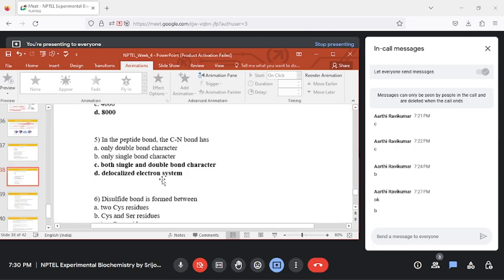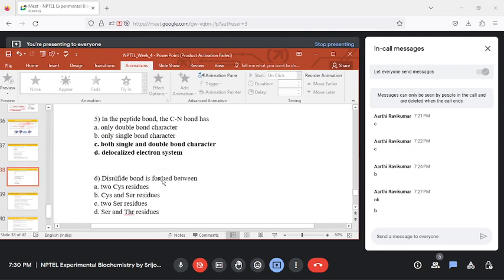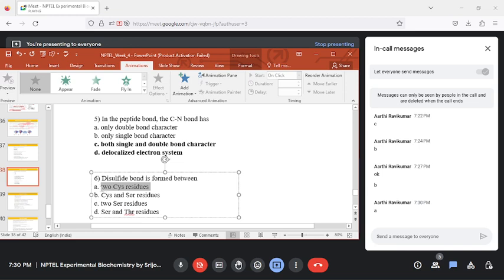Okay. The next question is: disulfide bond is formed between. This is an easy question. I think you can answer that. So the disulfide bond is formed between two cysteine residues, or two serine residues, or the serine and threonine residue. Yes, so only cysteine has an SH group at its side chain, which oxidizes. So the two cysteines oxidize to form this disulfide bond. So A is the correct option.